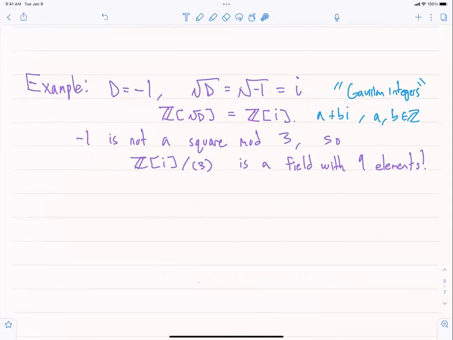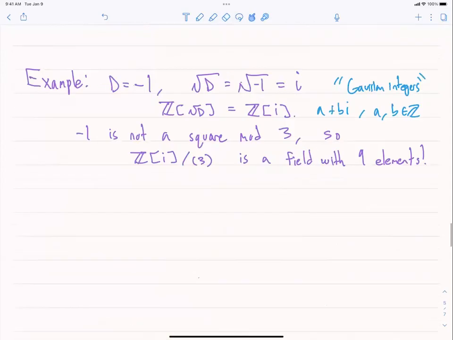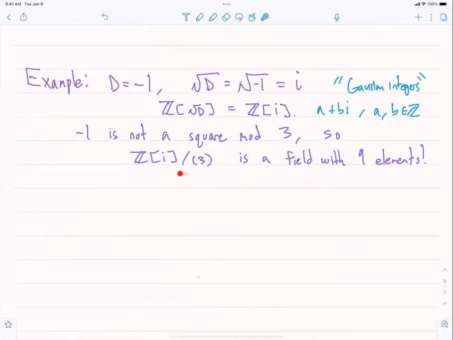But anyway, the main thing here is that minus 1 is not a square mod 3. And so by the criterion of this theorem, here d is minus 1 and p is 3. Since minus 1 is not a square mod 3, this ring of Gaussian integers modulo 3 is a field with 9 elements in it. It looks like a plus bi, where a and b are in Z mod 3Z, which is also the field with 3 elements. So this is a field with 9 elements in it.